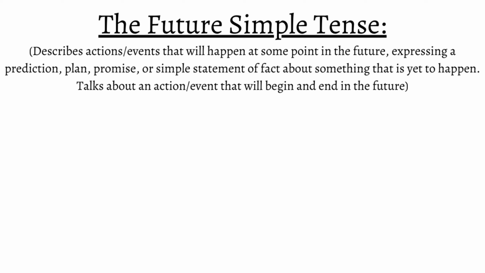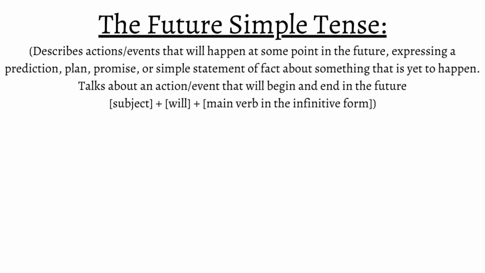The future simple will use an auxiliary verb will with a main verb that is kept in the infinitive form. Sometimes will can be replaced by shall, which has the same meaning but is used in different dialects. But in this video, will is the perfect verb.